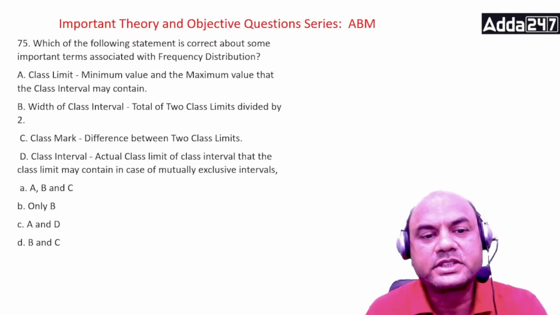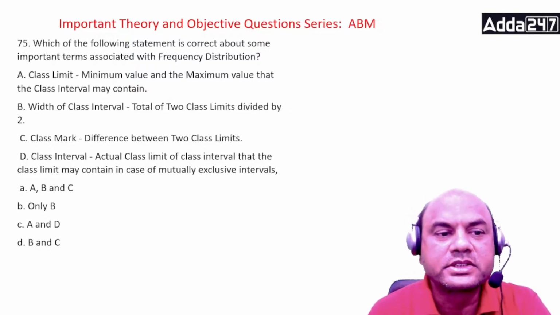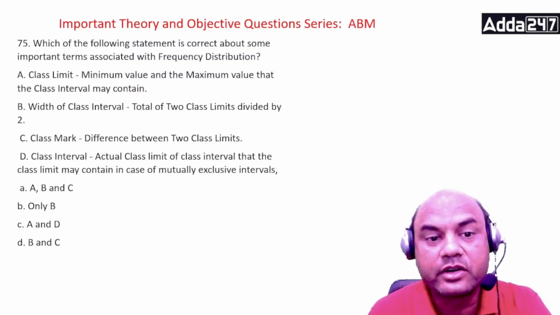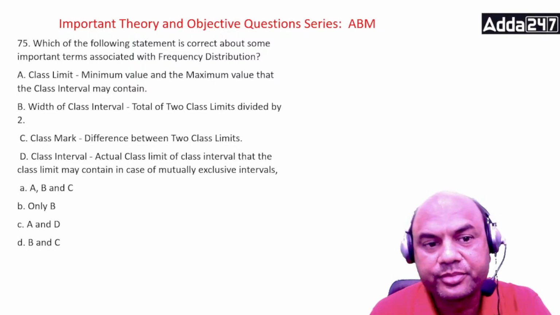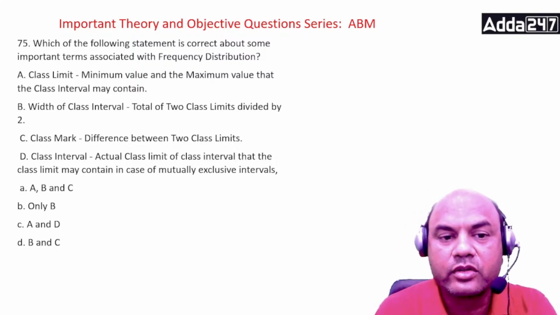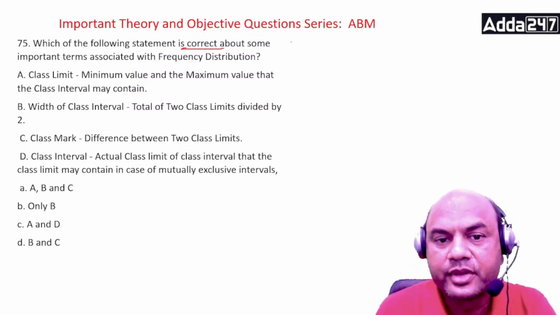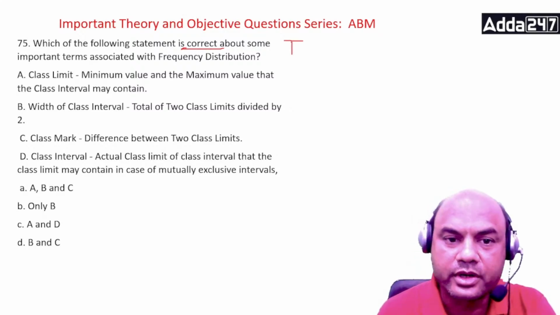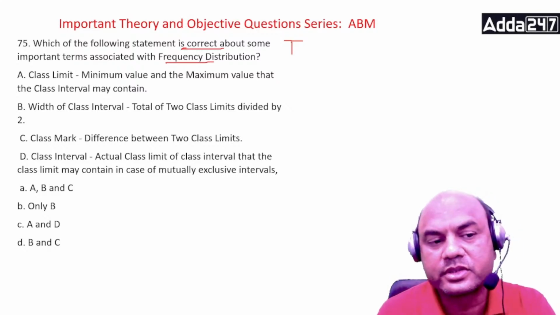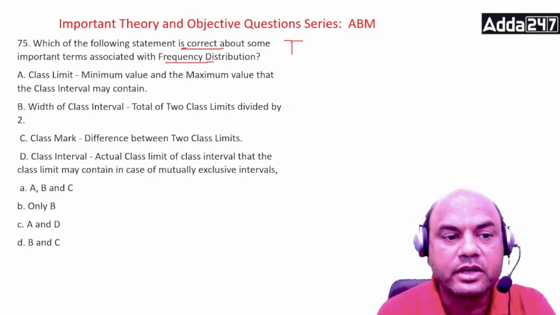Which of the following statements is correct about some important terms associated with frequency distribution? Now you want correct here. Always focus on the question, whether you want true or false. So you want true here. Regarding frequency distribution, what are the important definitions over here?